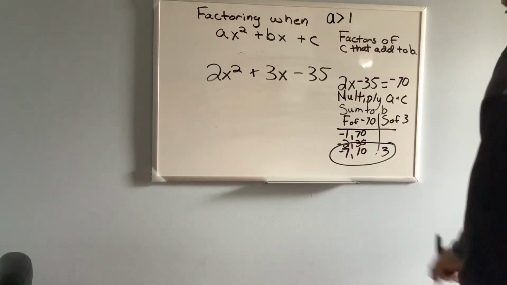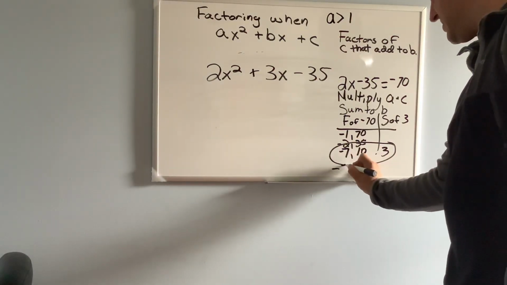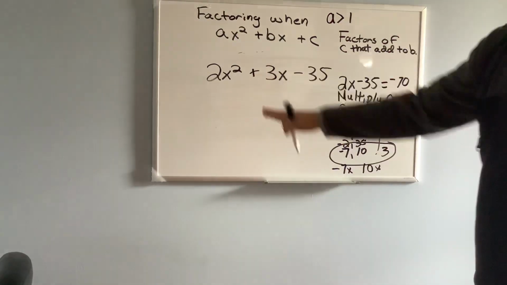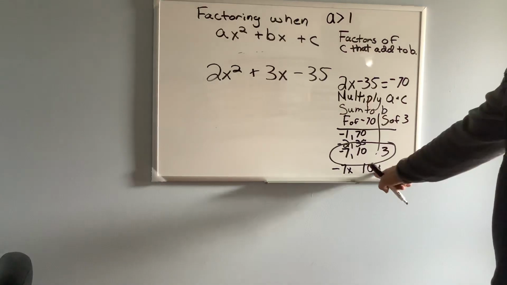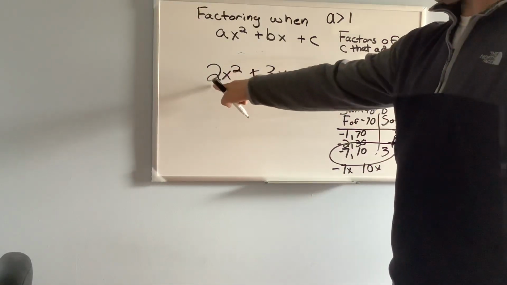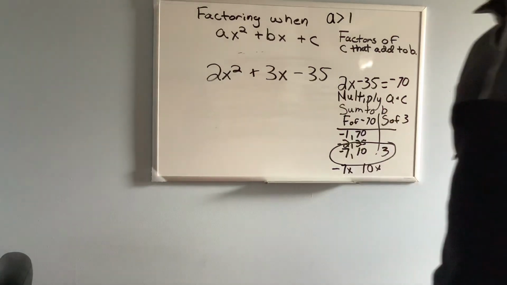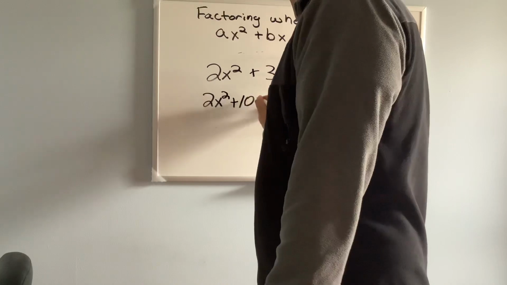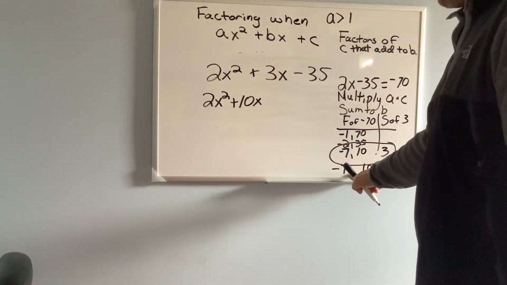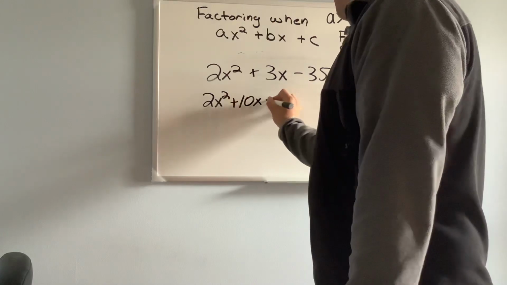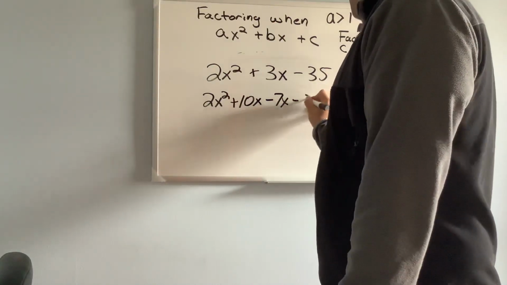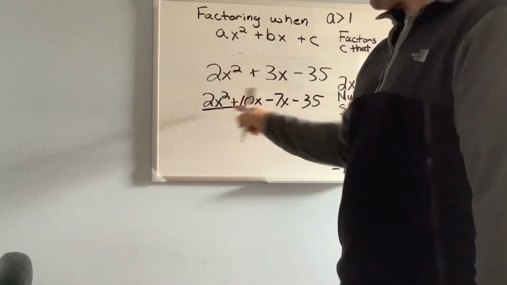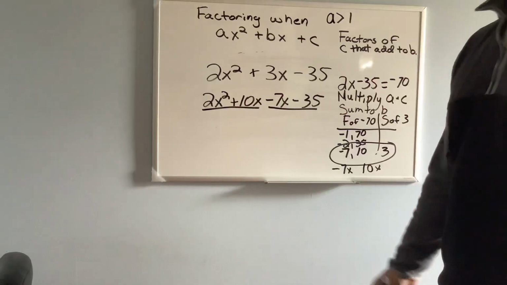So again, that negative 7 ends up being negative 7x and 10x. So now I have to look at how I'm going to combine those. So here the 10x combines really well with 2x squared because I can pull the 2 and an x out. So I'm going to write 2x squared plus 10x. And then I'm going to put the negative 7x with the negative 35. So minus 7x and then minus 35. And then I'm going to factor by grouping. So I'm going to group these terms together and factor, and group those terms together and factor.